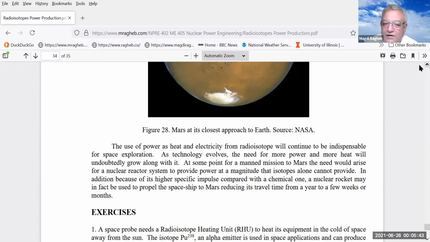I have to conclude that chapter by saying that the use of power as heat or electricity from radioisotopes will continue to be indispensable for space exploration. As technology evolves, you'll find that we may have applications in nanotechnology, in microelectromechanical devices. At some point, for a manned mission to Mars, not only do we need to use nuclear energy for the rocketry that will get us there. In that case, the mission time would be only in the range of weeks rather than in the range of years if we use chemical rocketry.